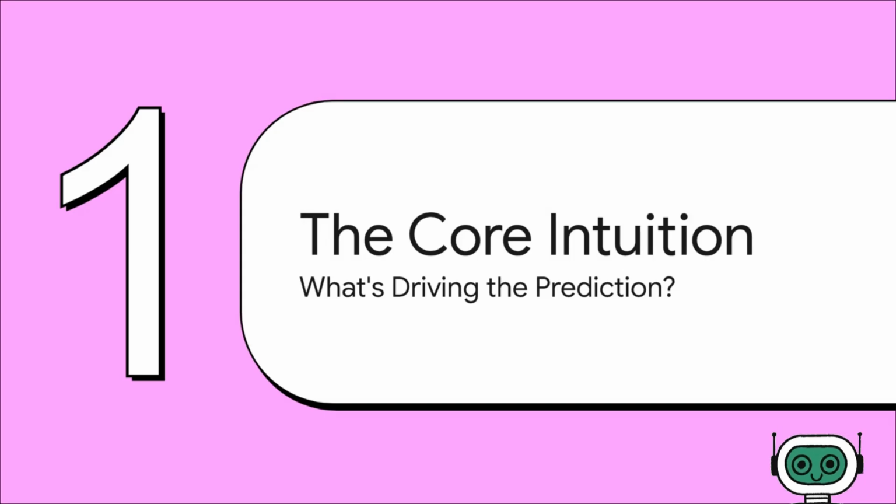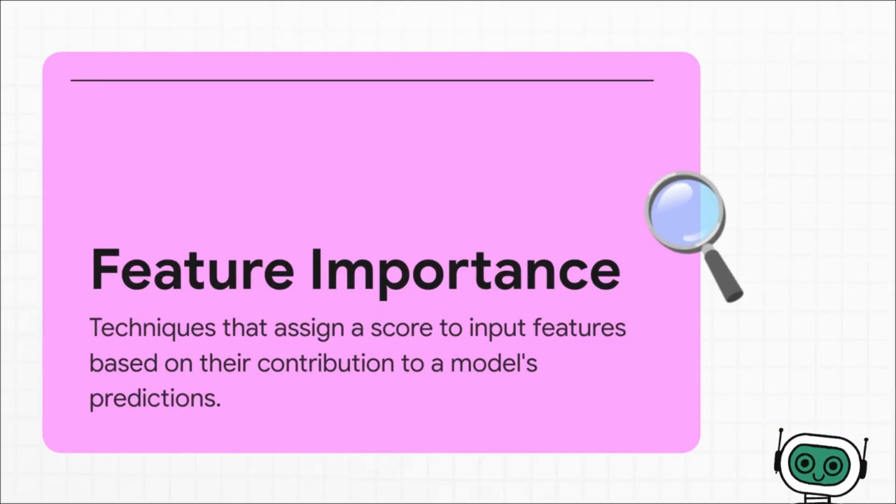The key to unlocking this whole black box thing really comes down to a pretty simple but powerful idea: figuring out which of our inputs are actually pulling the strings. And there's a formal name for this: feature importance. At its core, it's just a set of techniques that assign a score to every single input feature. That score tells you how much it contributes to the model's predictions. Simple, right? A higher score just means it has more influence.